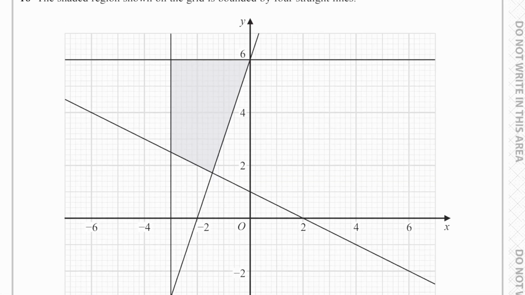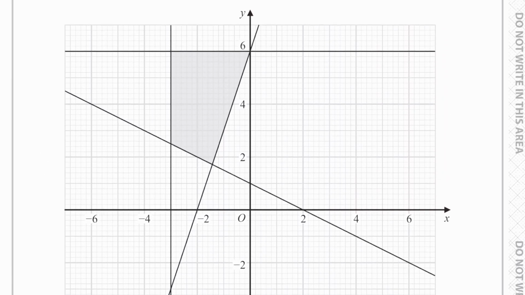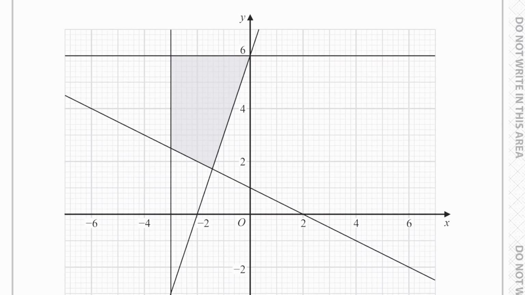Okay, question 16. The shaded region shown on the grid is bounded by 4 straight lines. Find the 4 inequalities that define the shaded region. So basically, you just need to write the formulas for each of the lines, and that should give you the answers. Because these lines are thick lines and they're not dotted lines, then you need less than or equal to's or more than or equal to's, okay, because the line itself counts as part of the shaded region.